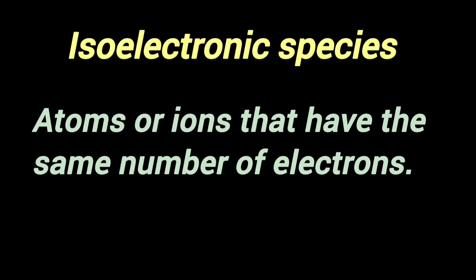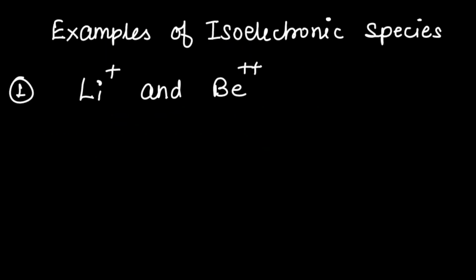So, let's discuss the next topic, that is isoelectronic species. So, what are isoelectronic species? Atoms or ions that have the same number of electrons are isoelectronic species. For example, Li+ and Be2+.